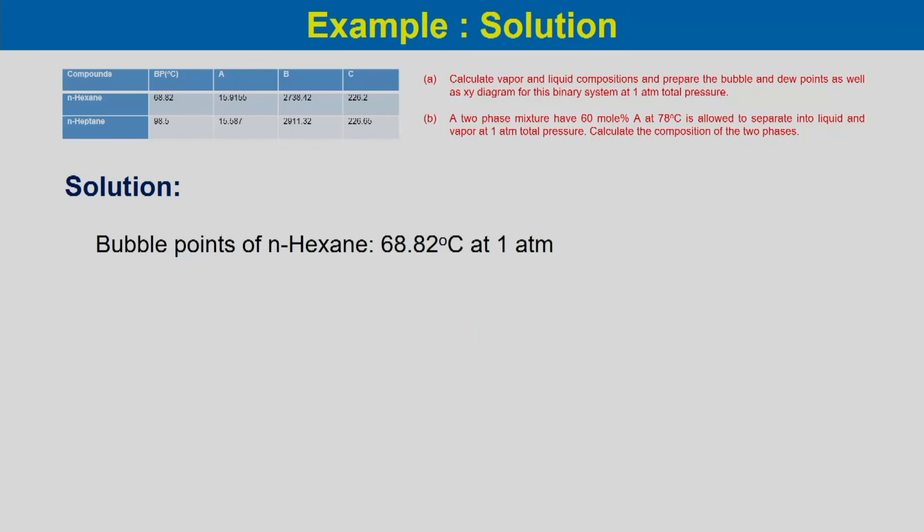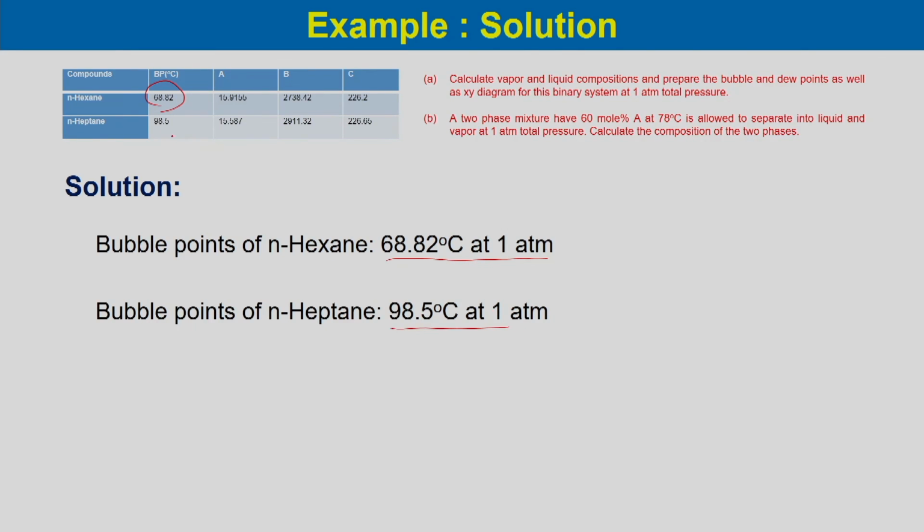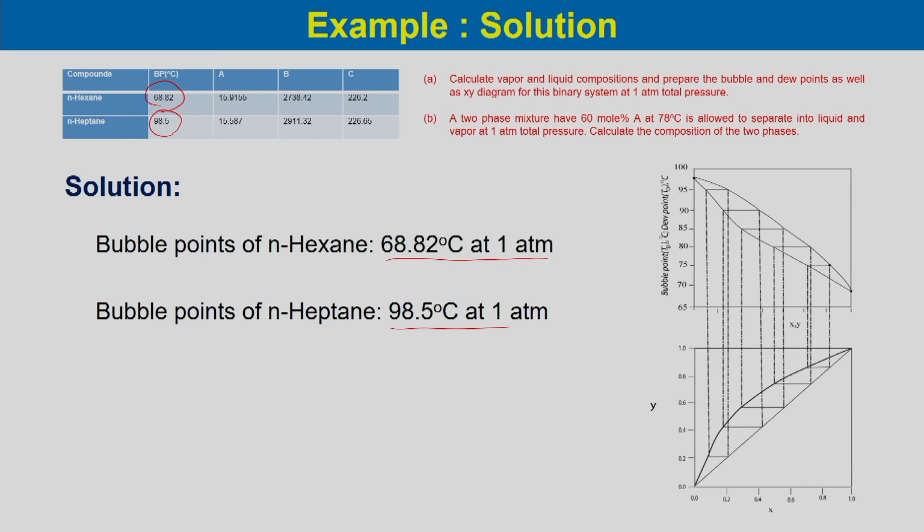Now, the bubble point of N-hexane is given over here: 68.82 degrees centigrade at 1 atmosphere pressure. The bubble point of N-heptane is 98.5 degrees centigrade at 1 atmosphere, which is also given over here. This is the typical curve we need to obtain, so we will discuss this.